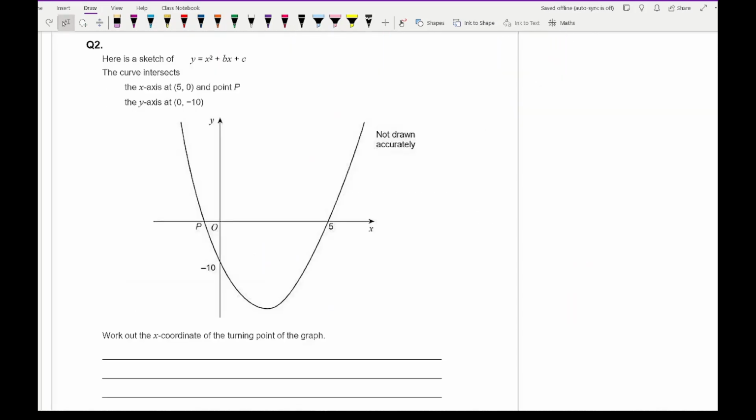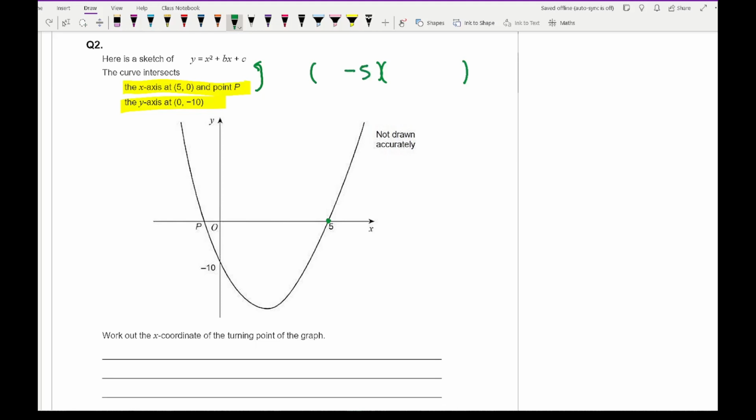Now moving on to question 2, it says here is a sketch of y equals x squared plus bx plus c, and the curve intersects the x-axis at (5, 0) at point P and the y-axis at (0, -10). The question is asking us to work out the x-coordinate of the turning point of the graph. For this, we need to use this information to help us work out what the quadratic equation of the curve is. So if I just set up my double brackets, as one of the roots is 5, that means one of the solutions must be minus 5.